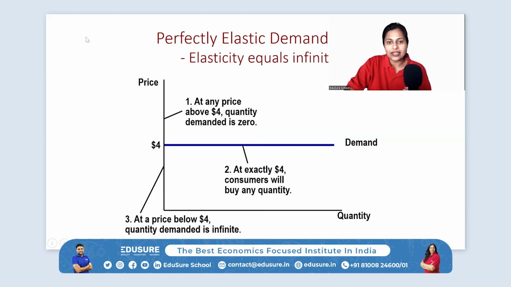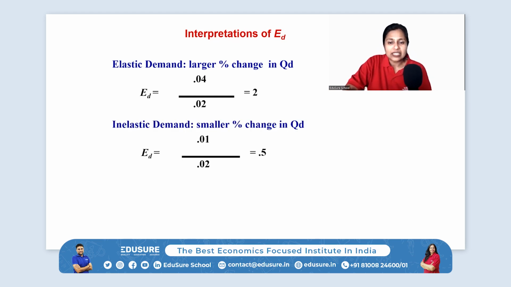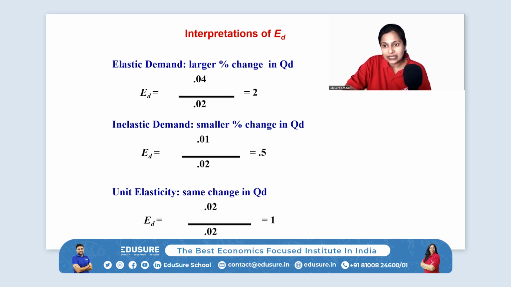All right, so we've already done this. Now moving on. For example, if elasticity of demand is 2, it is more than 1. This is elastic demand. If elasticity of demand is 0.5, it is less than 1. It is inelastic demand. If it is equal to 1, it is unitary elastic.